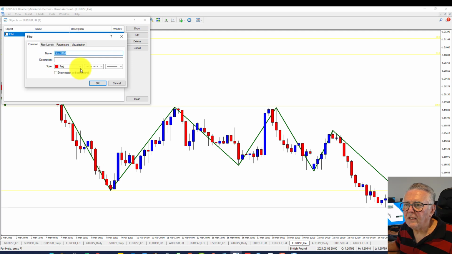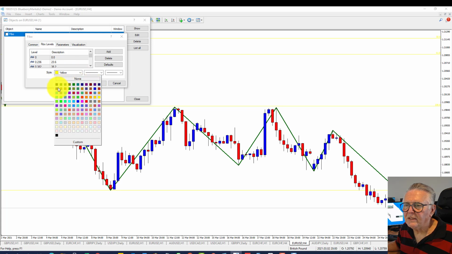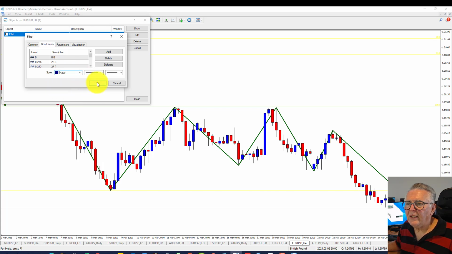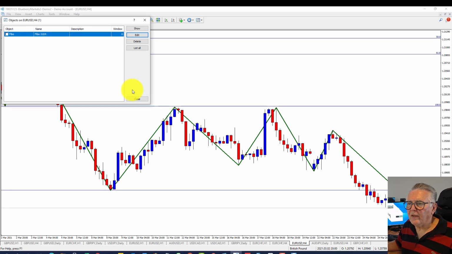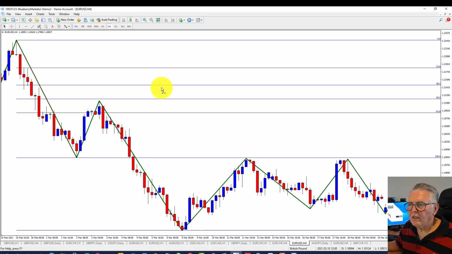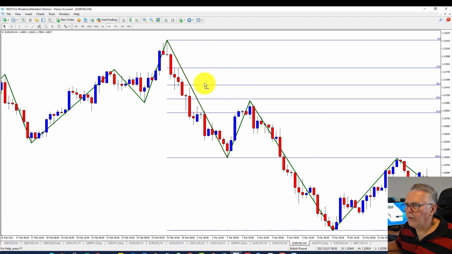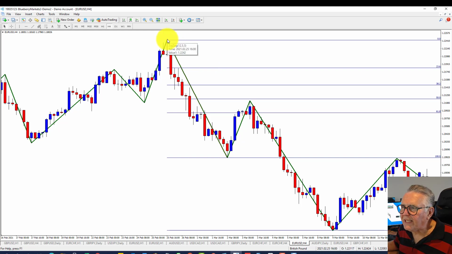edit. Okay, fib levels. Yellow is terrible, so I'm going to make that dark blue, and let's have a look. All right, that's fine. Okay, that should help a lot. And then show, and okay. All right, so where were we? Okay, so now traders of Fibonacci, we realize that this is the start leg of Fibonacci. So there's the start leg, and then there's the retracement leg, and then there's the extension leg.